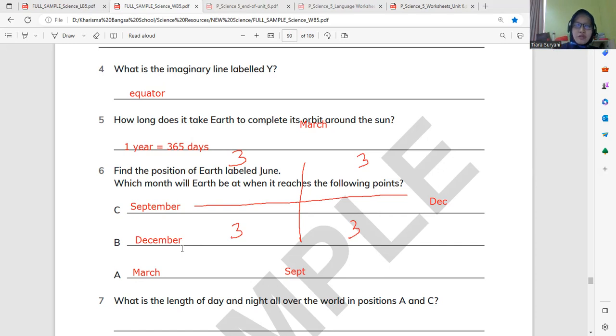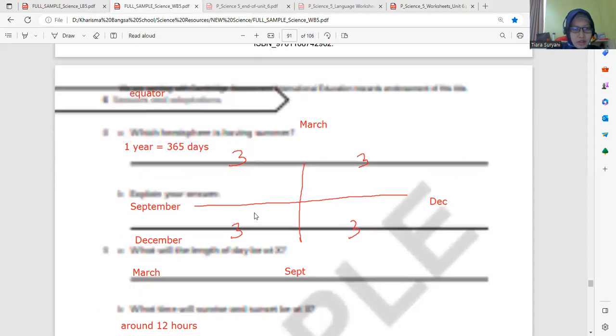So the length of day and the length of night, both of them are equal. So if we divide one whole day, which is 24 hours, by 2, it equals 12 hours. So it's around 12 hours. It is not really specific, exactly 12 hours, but around 12 hours. Okay, hope you get that.